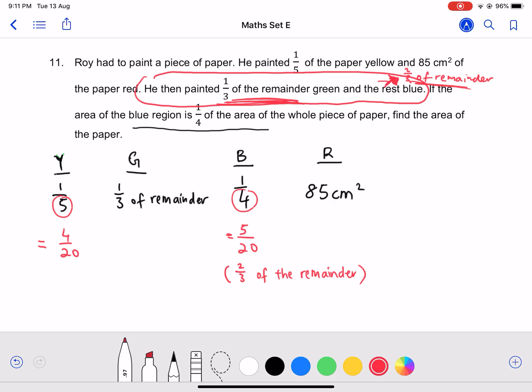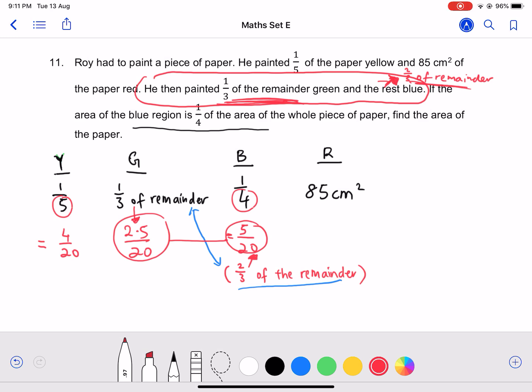Now this sentence, when it's being written down, I can use it to uncover another hidden information. 2/3 of the remainder gives you 5/20. So meaning to say 1/3 of the remainder should give you 2.5 over 20. If 2/3 of the remainder gives you 5/20, then 1/3 of the remainder must be half of it, right? Which is 2.5 out of 20.